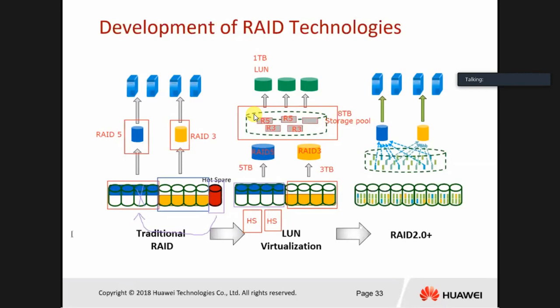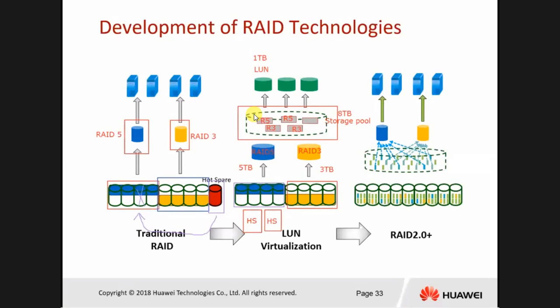Then we go into RAID 2.0 plus. So what's the difference between LUN virtualization and RAID 2.0 plus? The difference is that, first of all, all these disks must be the same disk. If it's a SAS, it must be a SAS. If it's an SSD, it must be SSD. In this case, all these RAIDs will be from SAS disks, or all from SSD disks. But in RAID 2.0, you can see that at the first level, you've already done a virtualization.